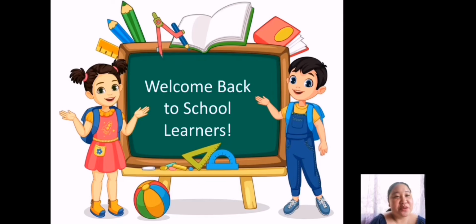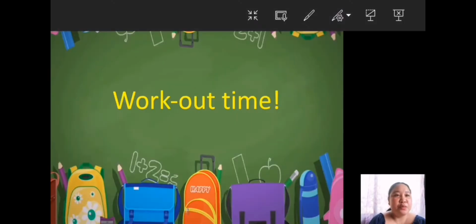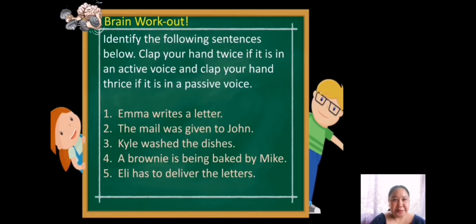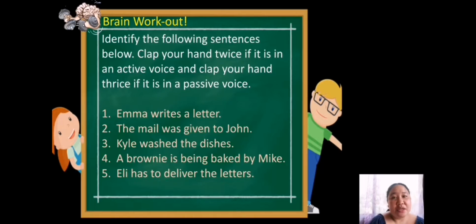So today we will be discussing a topic. Okay, so before that, it is workout time. I need to test your previous knowledge. Okay, so brain workout. Identify the following sentences below. Clap your hand twice if it is an active voice, and clap your hand thrice if it is in a passive voice. Okay, number 1.